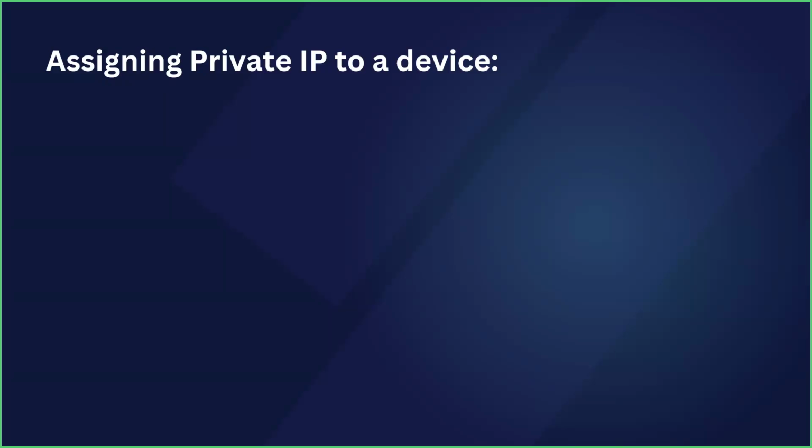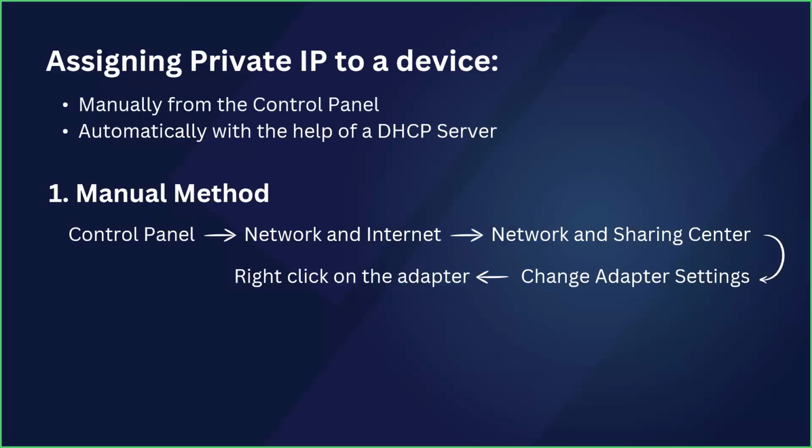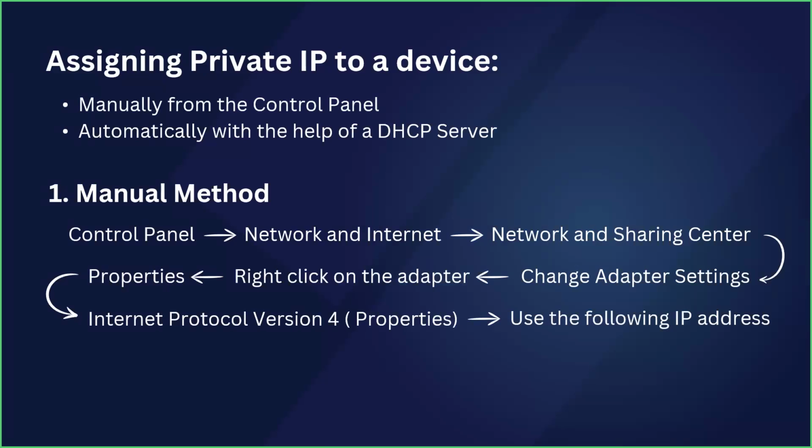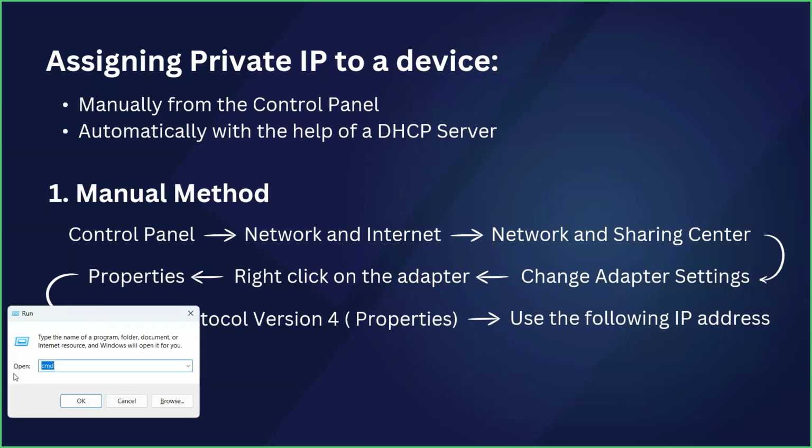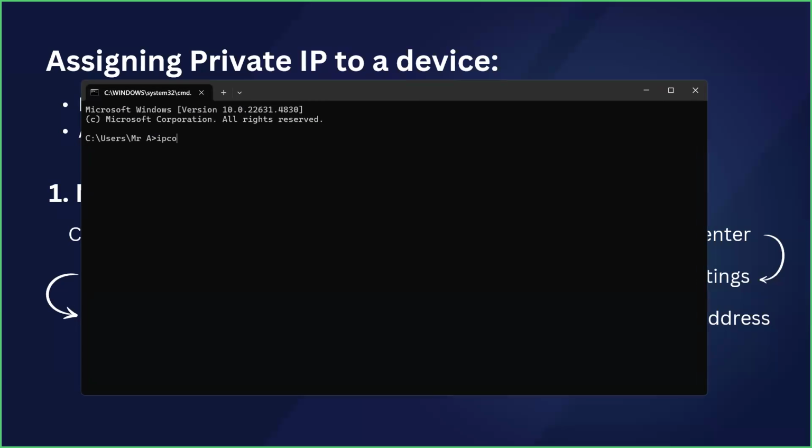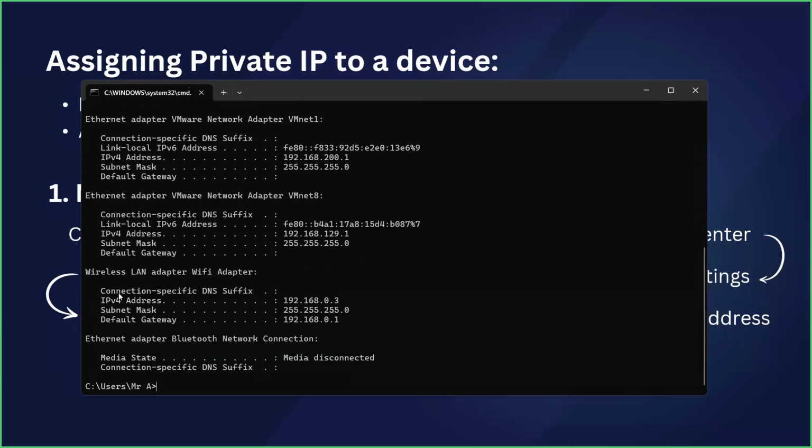Now, I've already shown you how to check your private IP. To assign your private IP, there are two methods. One, you can assign it manually from the control panel, or two, you can get it automatically from a DHCP server. Right now in my system, if I check my private IP, it is 192.168.0.3. This is a Class C private IP that is being assigned to my system. And right now I'm getting it automatically. Let me show you how I can tell you that.